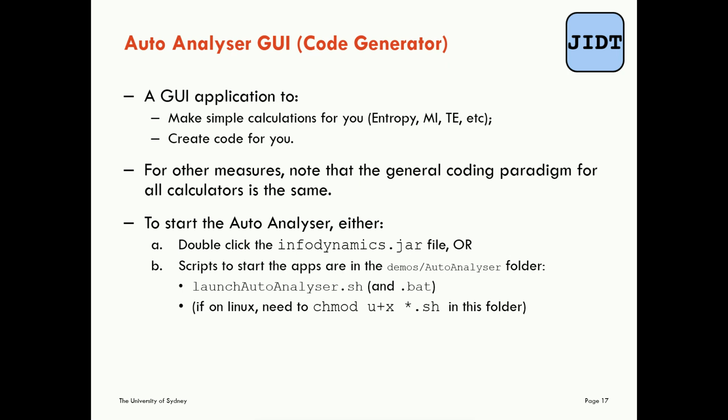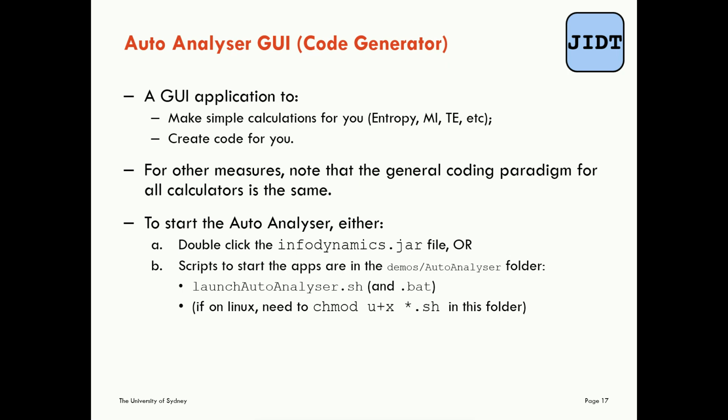Now, it's the most important information theoretic measures for the toolkit that are implemented in the GUI application. For other measures, please note that the general coding paradigm for all the calculators in our toolkit is the same. So even if the calculator you want to use is not one of the ones you can use in the GUI tool, you can look at how they're done there and use that to build your code with the kind of calculator that you want.